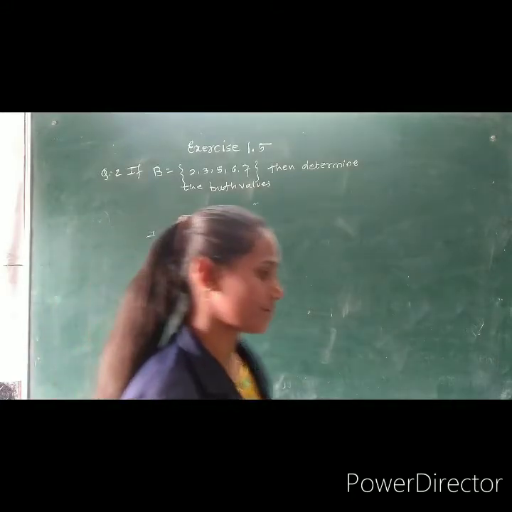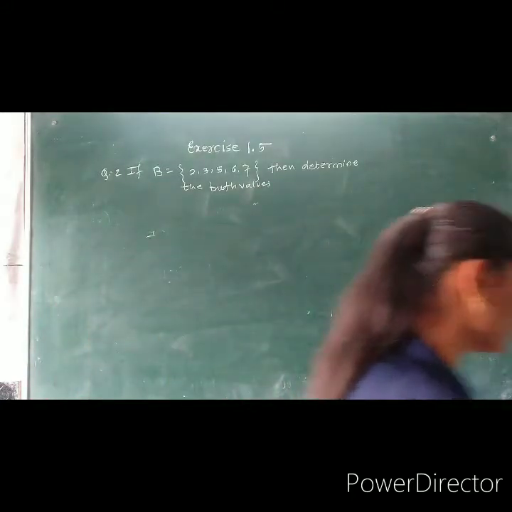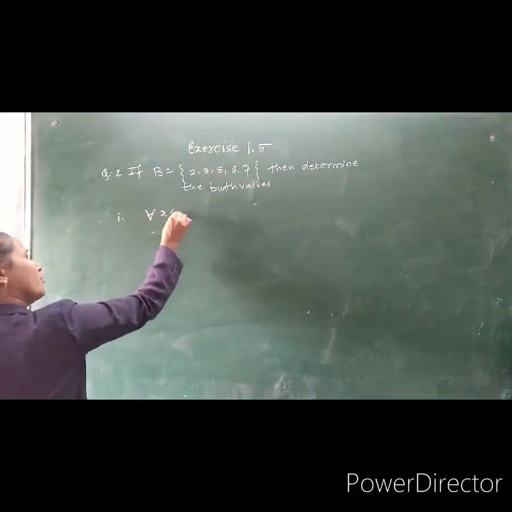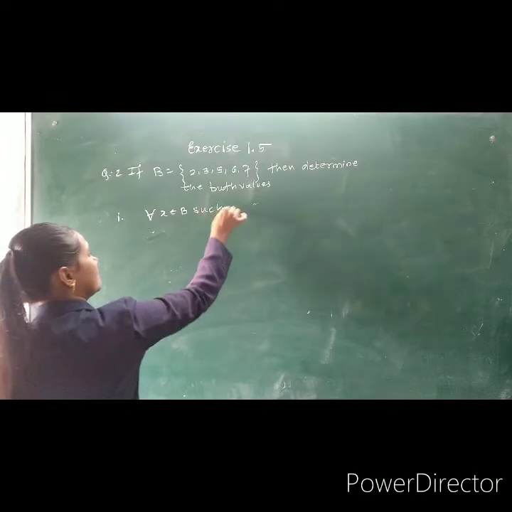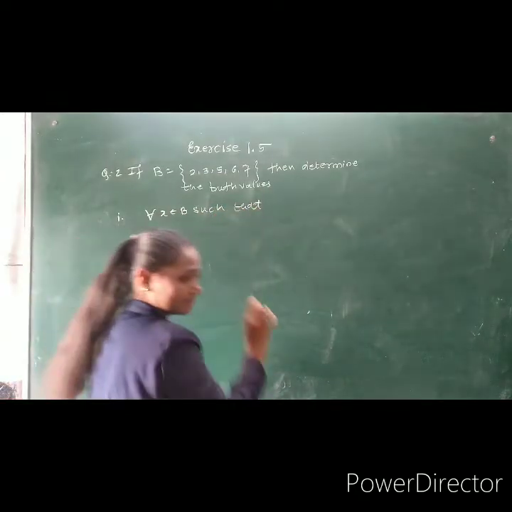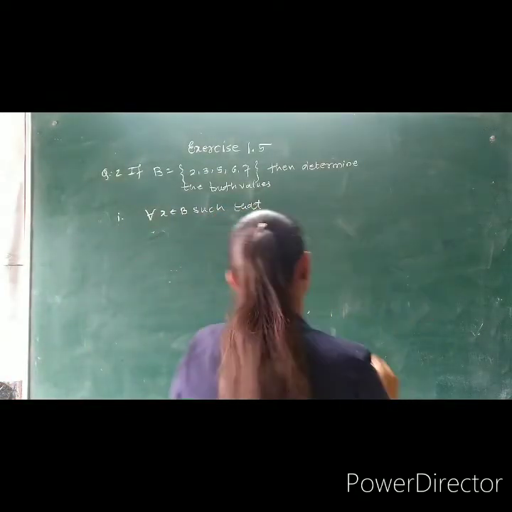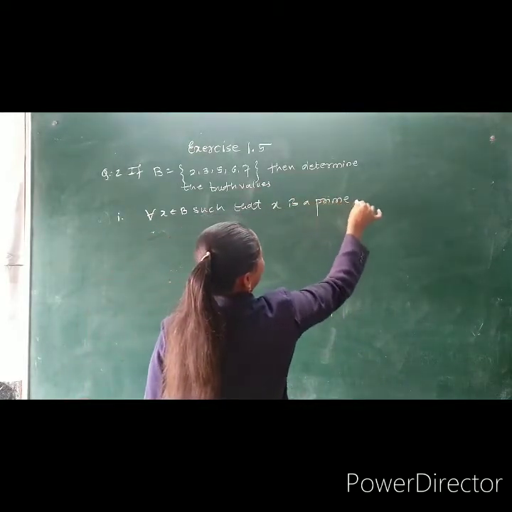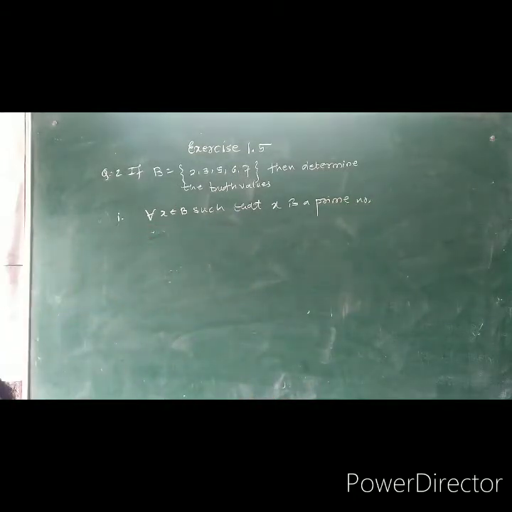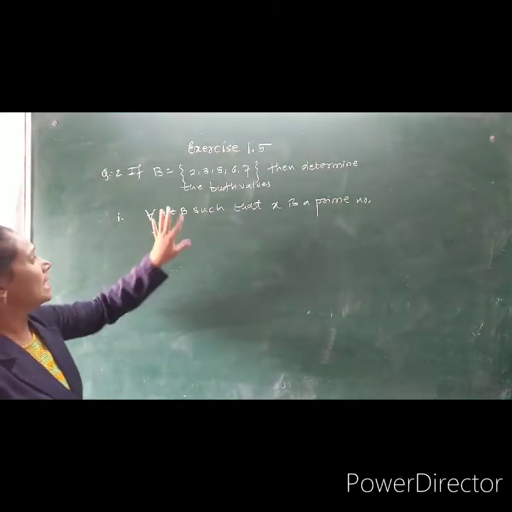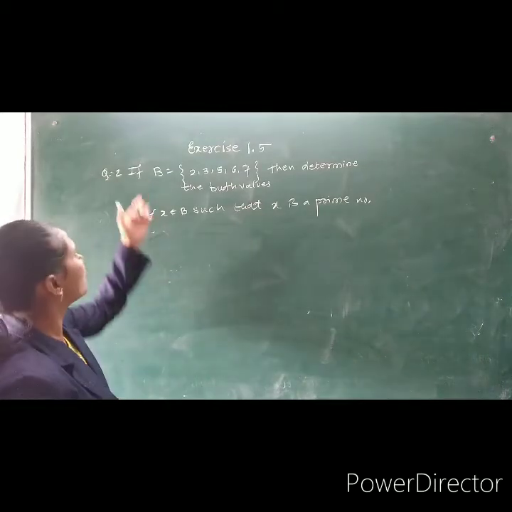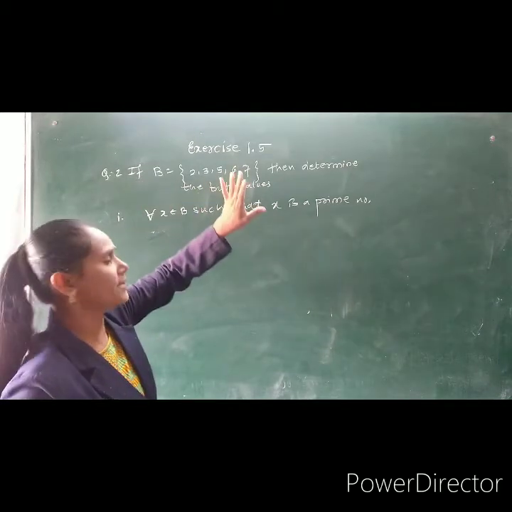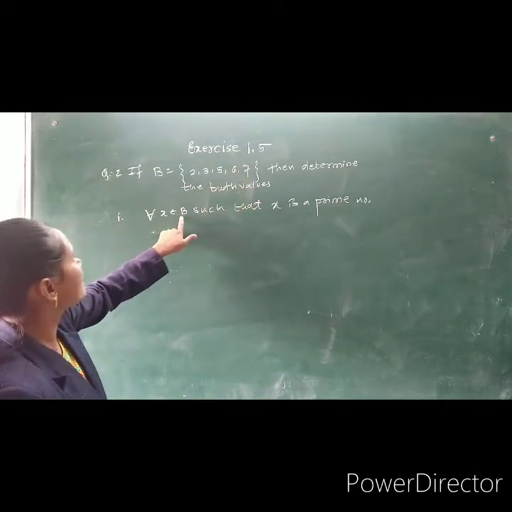The first is: for all x in B, x is a prime number. Here, "for all" is called the universal quantifier, which requires all the conditions to be satisfied. So here we check for all x in B.